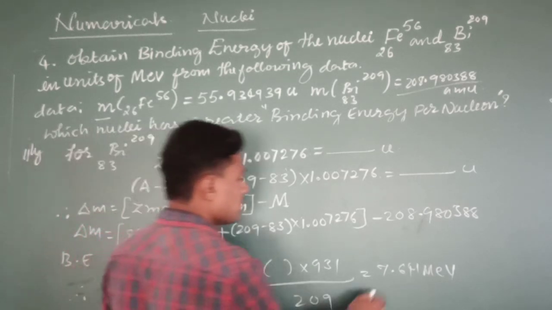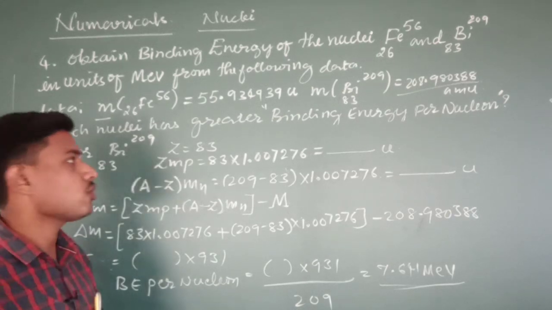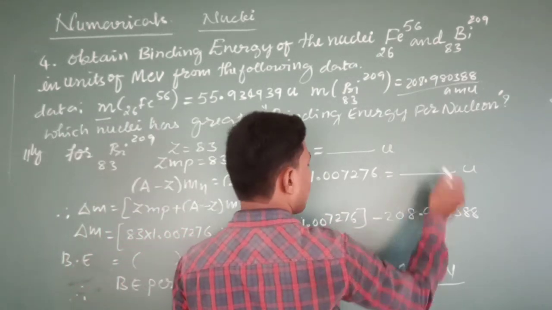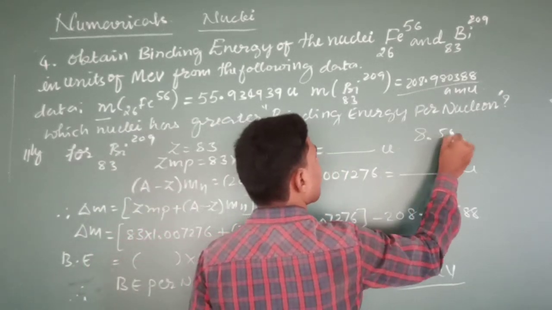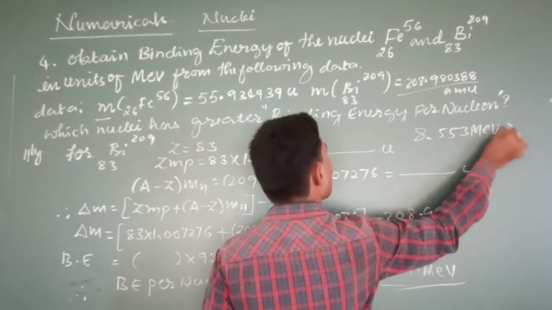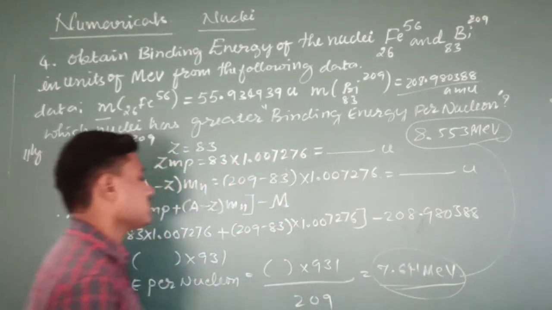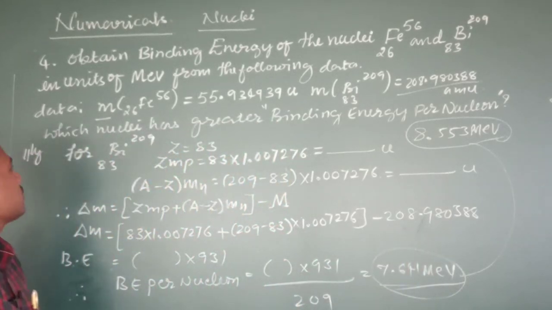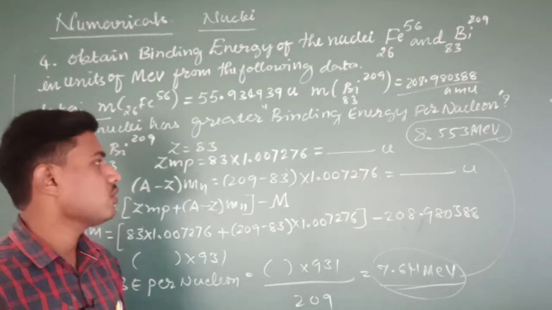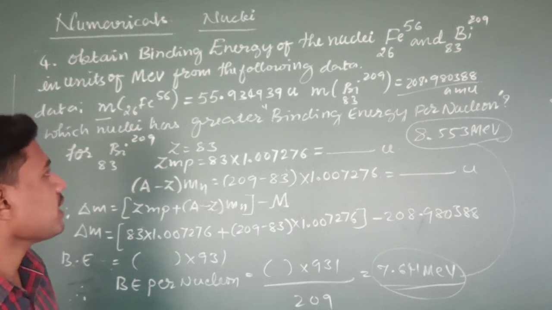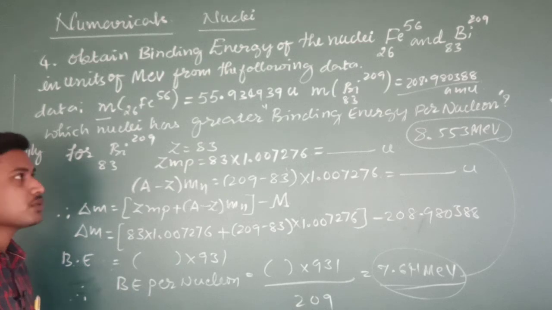So for bismuth we get specific binding energy 7.641 million electron volt, and for iron we got the value around 8.553 MeV. 8.553 MeV, and for bismuth 7.641 MeV. Now tell me which one has greatest binding energy? Iron has got greatest binding energy. Yes or no? So iron has got greatest binding energy compared to the bismuth.